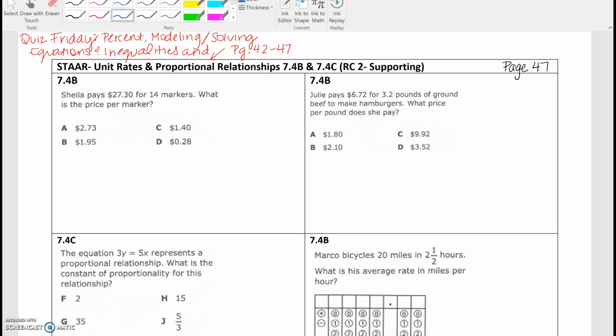relationships. Okay, so it's covering pages 42 to 47 if you want to go back and review and make sure you did all of your problems this week. But today we are on page 47 for unit rates and proportional relationships.